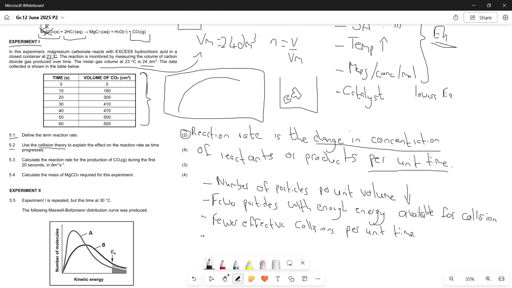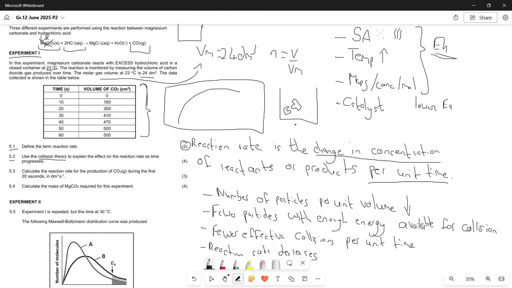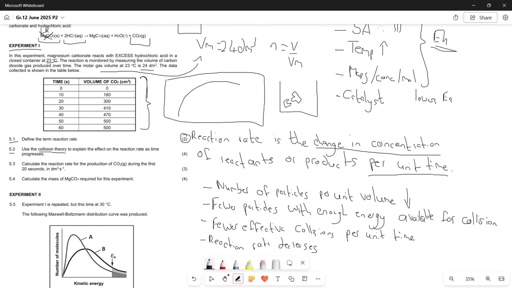And therefore our final point over here is reaction rate decreases, and that is our 4th mark, which means we're looking at temperature. We're seeing that number of particles per unit volume decreases because the reaction is slowing down. We have fewer particles bouncing around inside this cylinder or beaker or what have you, and therefore fewer particles with enough energy available for collision to actually convert, and then fewer effective collisions, fewer perfect lock and key collisions in order to convert our reactants to our products.